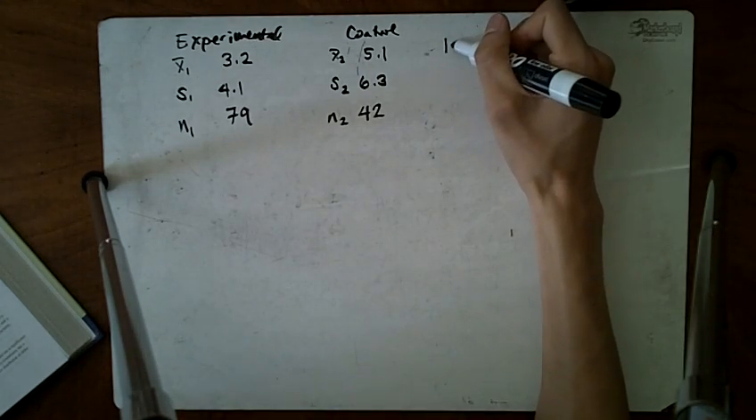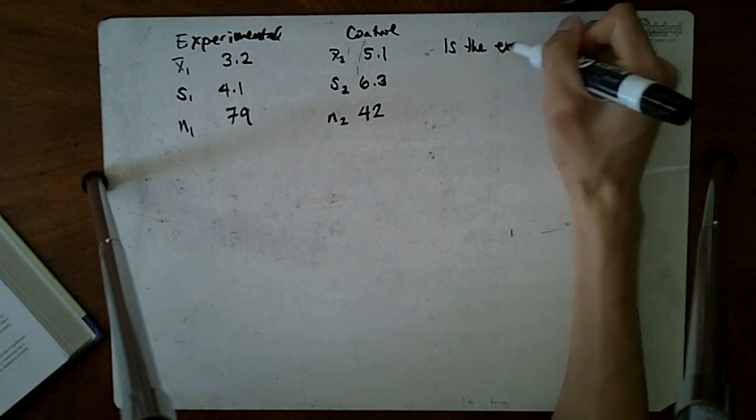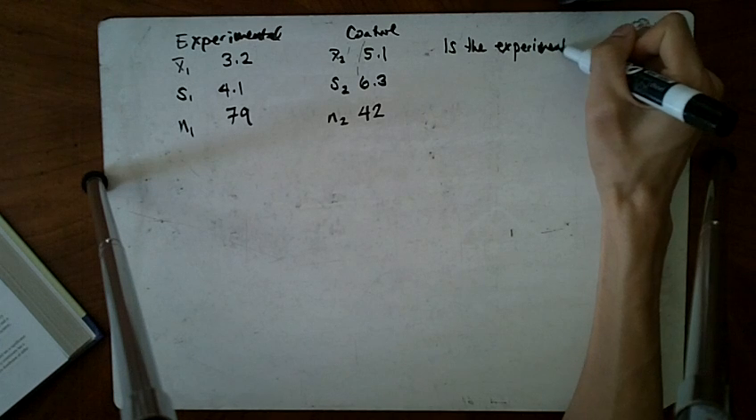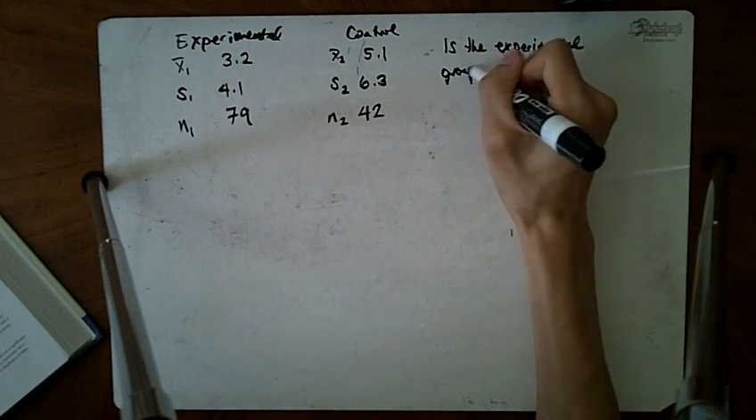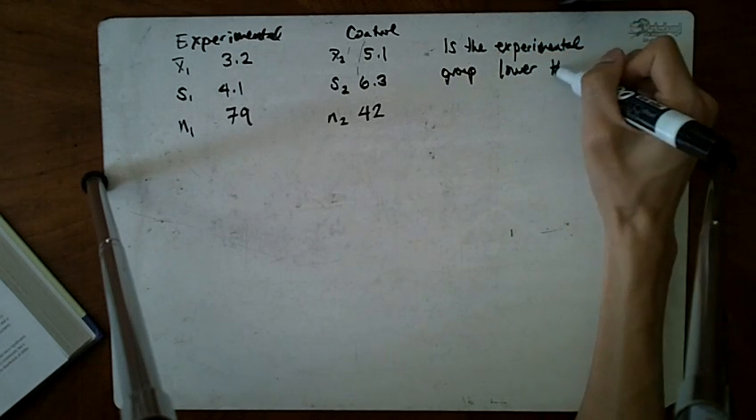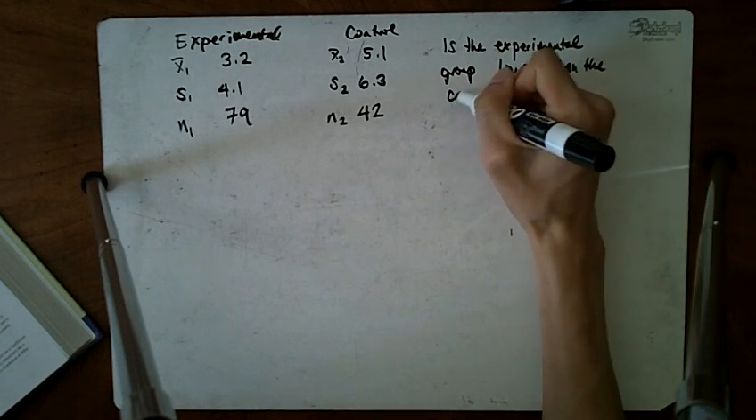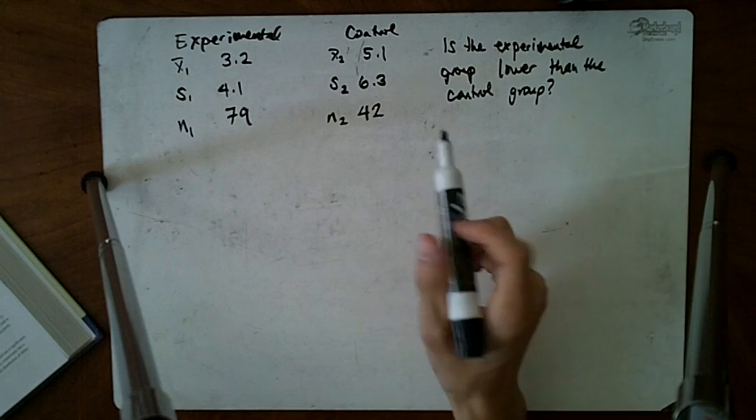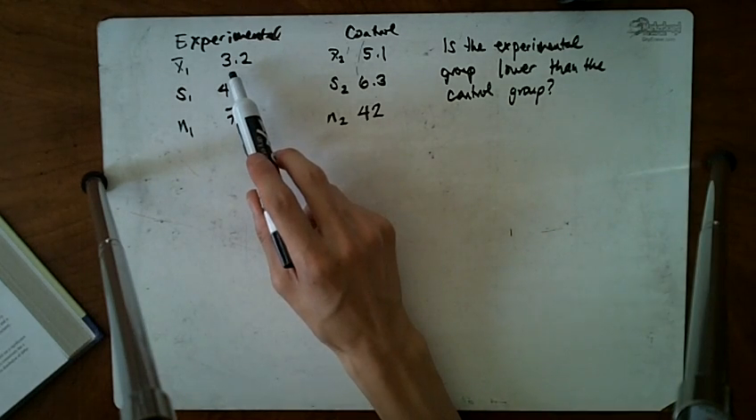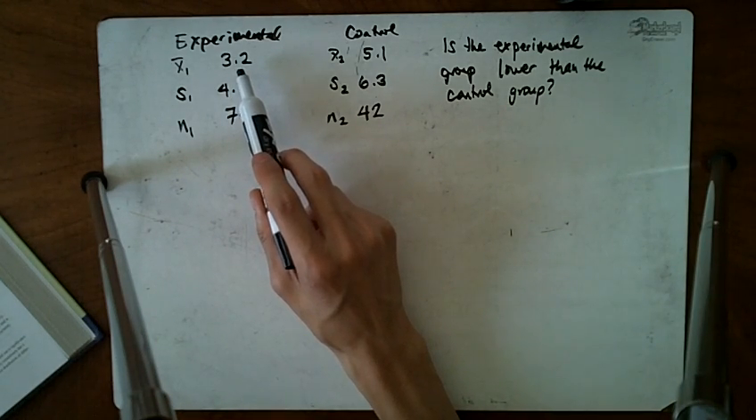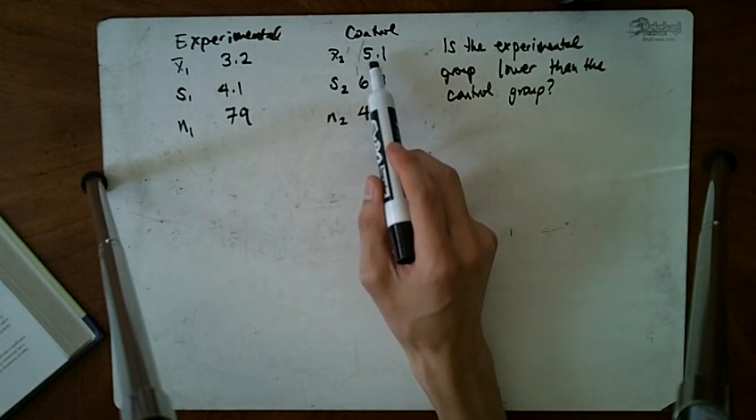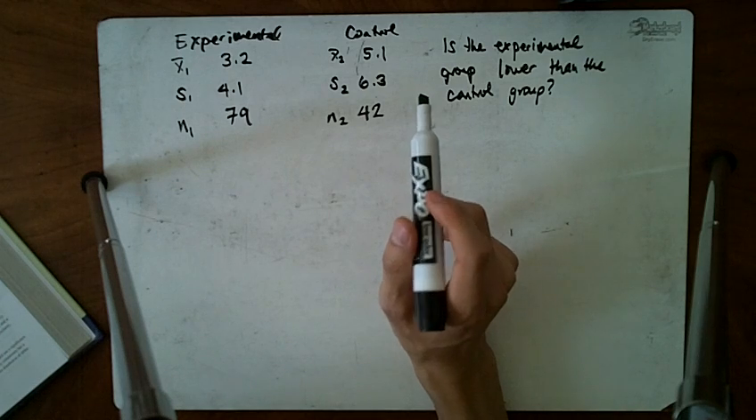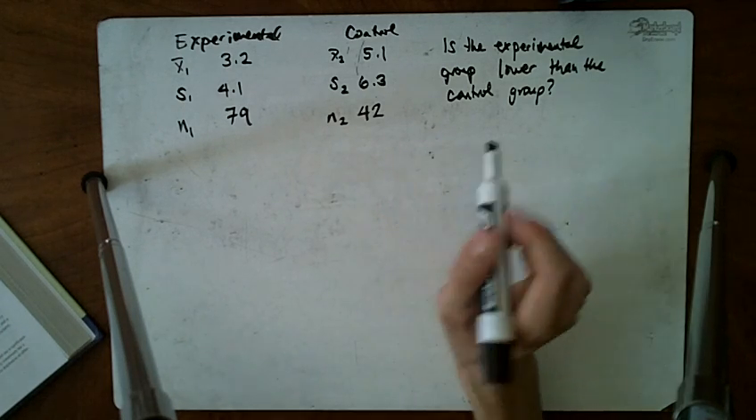So basically we're asking, is the crime rate in the experimental group lower than the control group? Okay, and so we see that x bar for the experimental group is 3.2, and the mean of the control group is 5.1. So it seems like it's lower, but we want to see if it truly is lower or not.